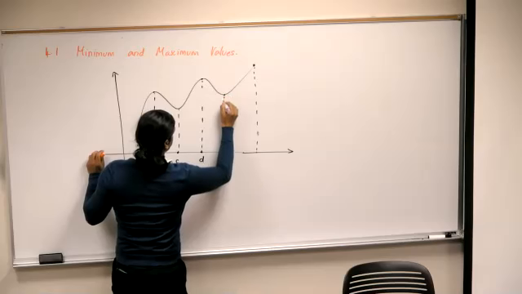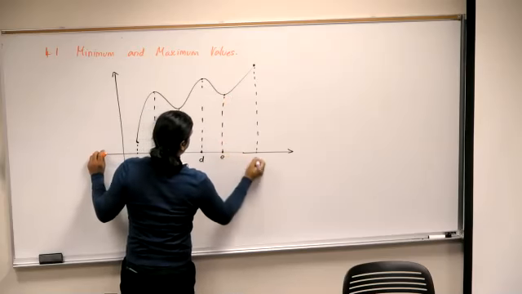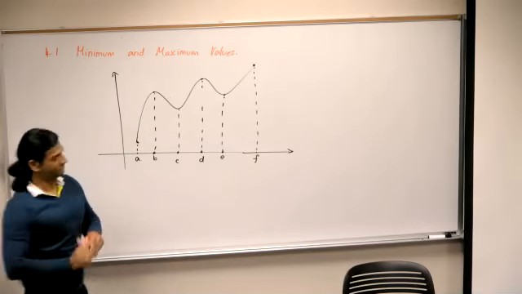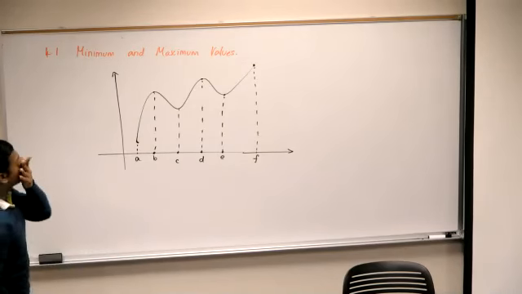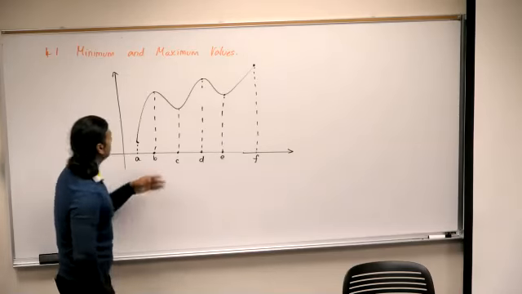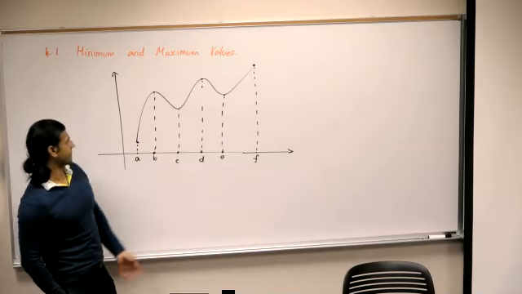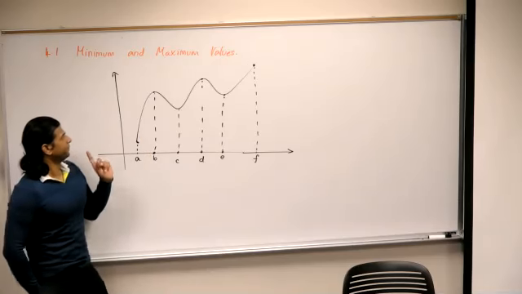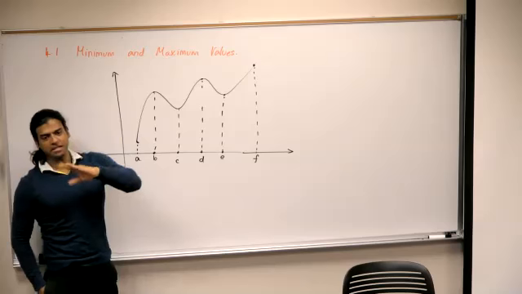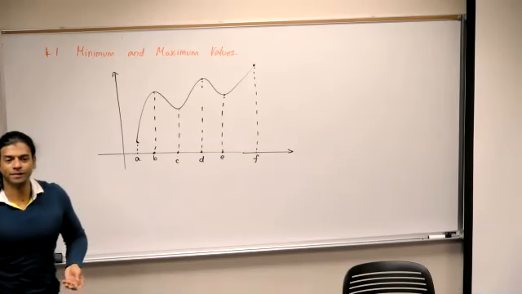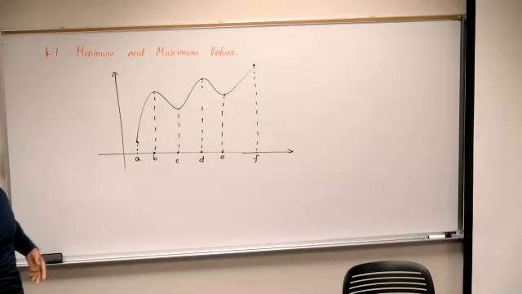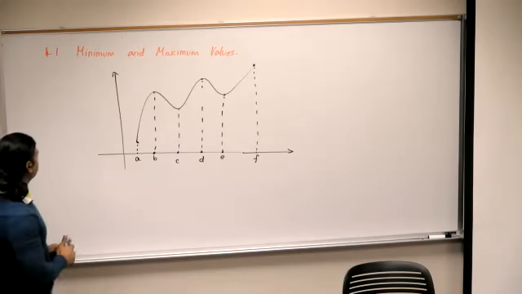This looks entertaining. That is a word. So I've got 6 different points, A, B, C, D, E, F. And do you see minimum values and maximum values? Yes. Point A and point F. Okay.